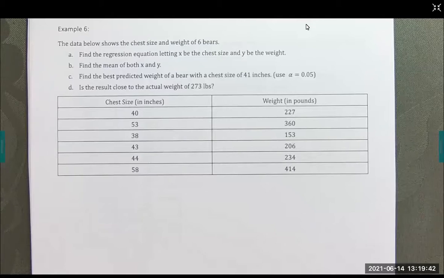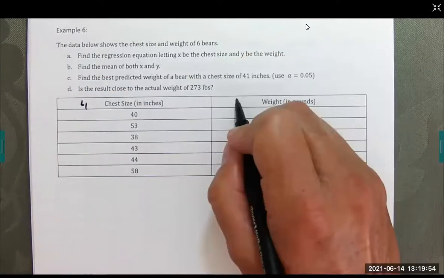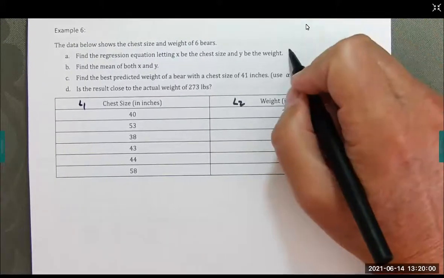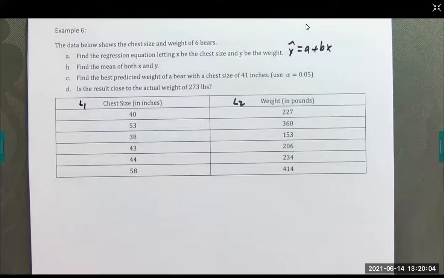So first we're going to find the regression equation by letting x be the chest size and y be the weight. Now, my data is in L1, I've already put it in, and L2. And so we're going to find the linear regression equation. Now, if you remember, it looks like this. And we need A and B.